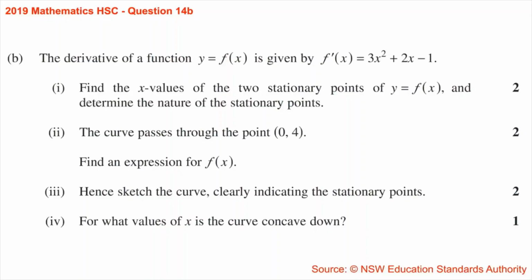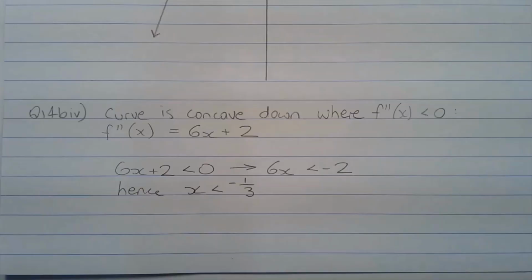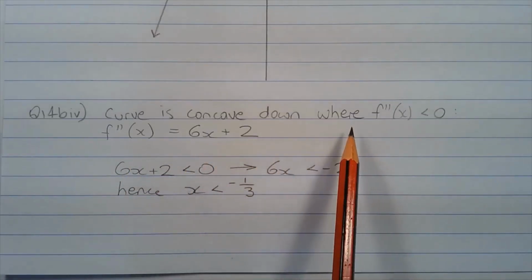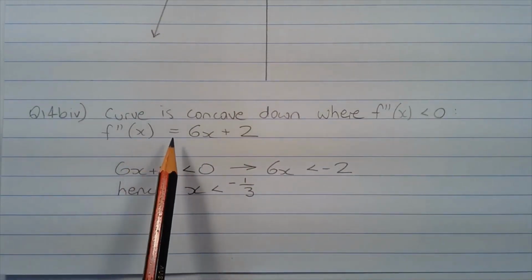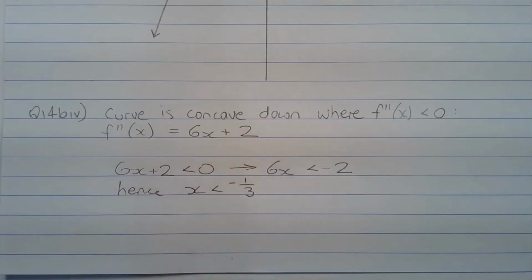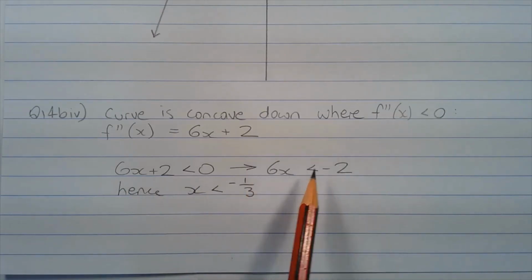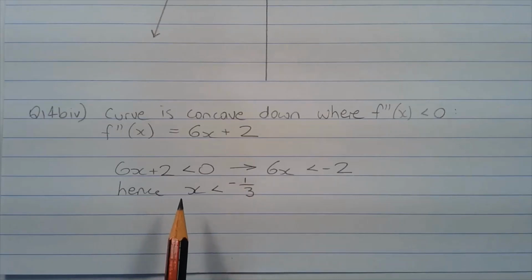Part 4. For what values of x is the curve concave down? The curve is concave down where the second derivative f double dash of x is less than 0, and f double dash of x is equal to 6x plus 2. So we're going to solve the inequality 6x plus 2 less than 0. Subtracting 2 from both sides of the inequality, we get 6x is less than negative 2. Then dividing both sides of the inequality by 6, we get x is less than negative 1 over 3. Hence the curve is concave down for values of x less than negative 1 over 3.